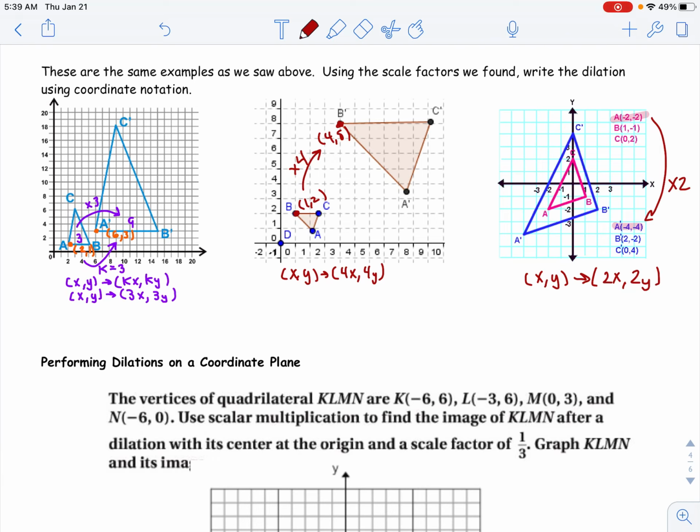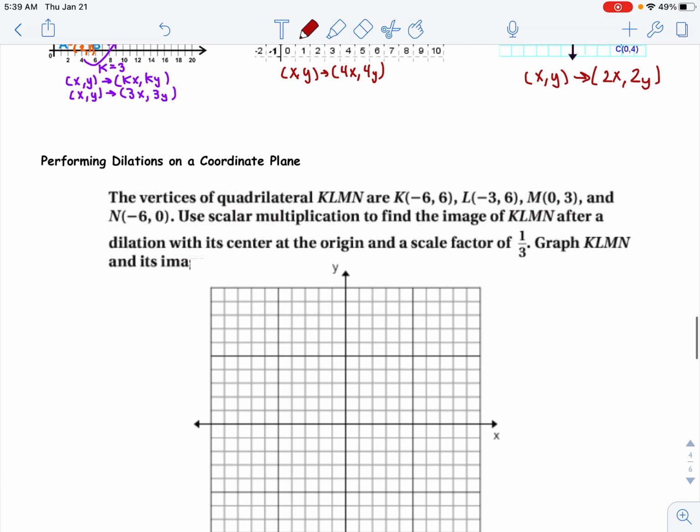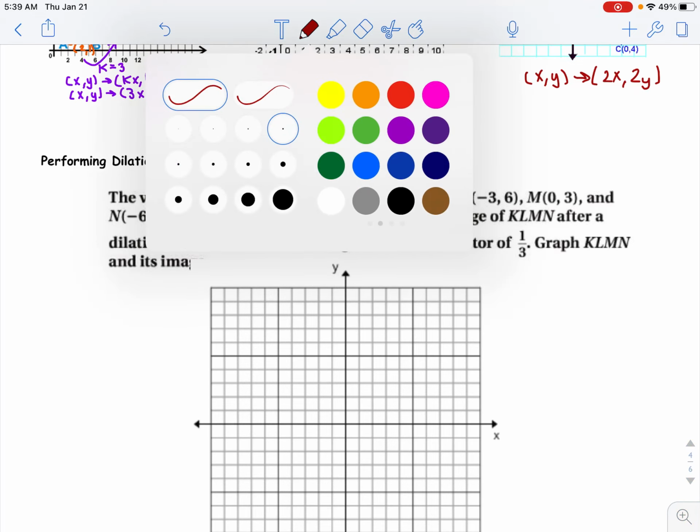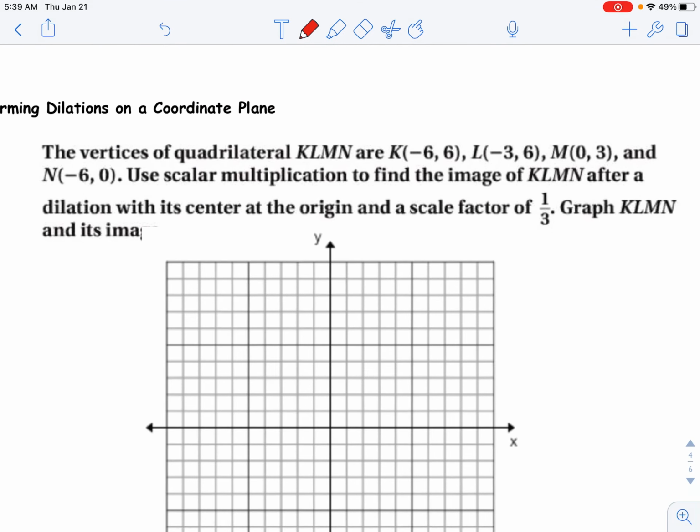Now we're actually going to perform some dilations in a coordinate plane. The vertices of the quadrilateral K, L, M, N are all this, so let's go ahead and plot this real fast. K is negative 6, 6. L is negative 3, 6. M is 0, 3. And N is negative 6, 0.